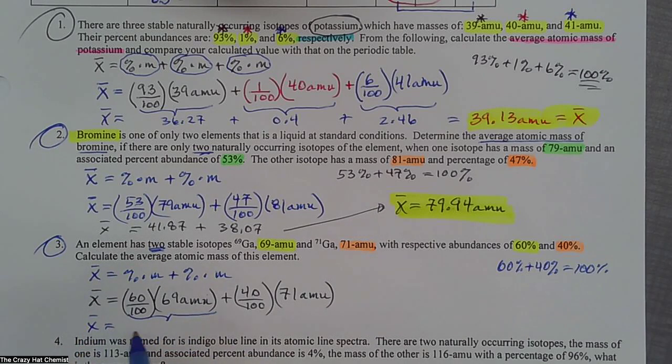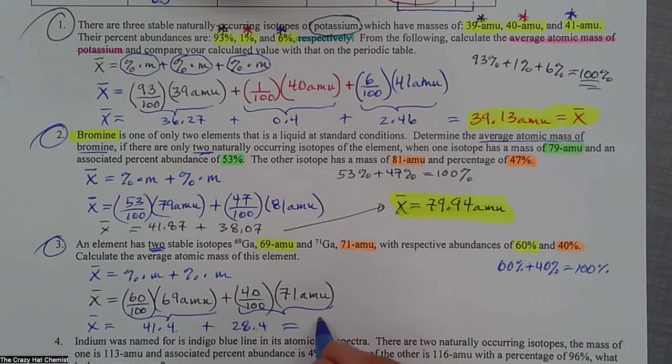The average is equal to 41.4 plus this one right here, and that is 28.4. So that's 60 divided by 100 times 69, that's 41.4. 40 divided by 100 times 71 is 28.4. We're going to add up the 41.4 and the 28.4, and we're going to equal 69.8. And 69.8, that should look pretty good right there.